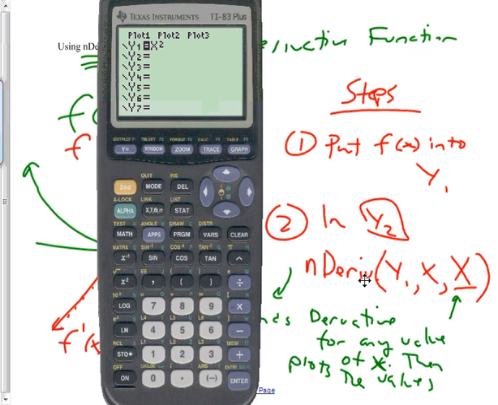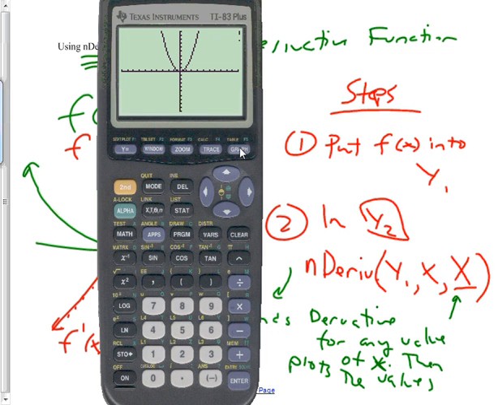We're going to put in nDeriv. So just as a reminder, we press math, we go down to nDeriv, press enter. Now we need to press Y1, so we go VARS, Y-VARS, Function, Y1, comma, X, comma, X. And now what we're going to do is graph the function and its derivative together.